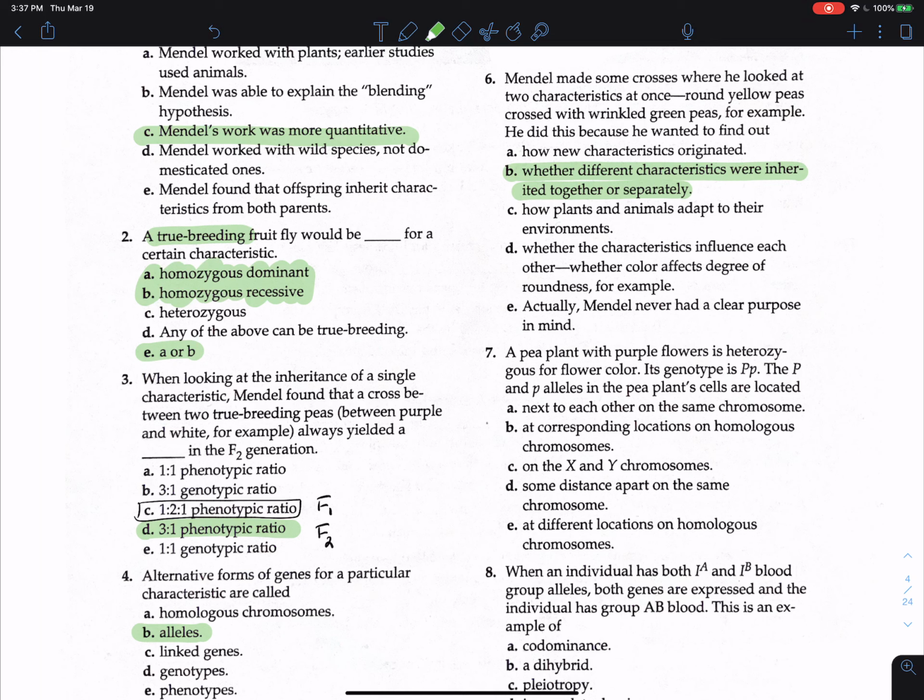All right. Number 7. A pea plant with purple flowers is heterozygous for flower color, meaning it has one of each allele, right? Its genotype is capital P, lowercase p. The capital P and lowercase p alleles in the pea plant cells are located, the answer here would be B, at corresponding locations on the homologous chromosomes.